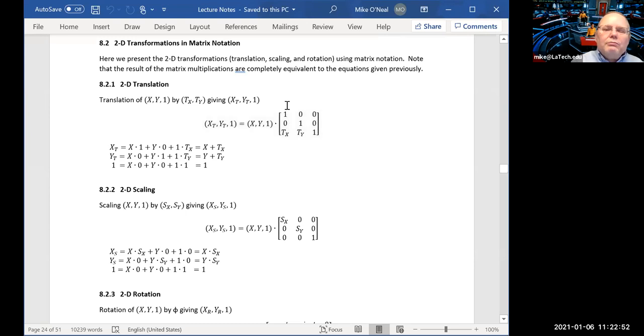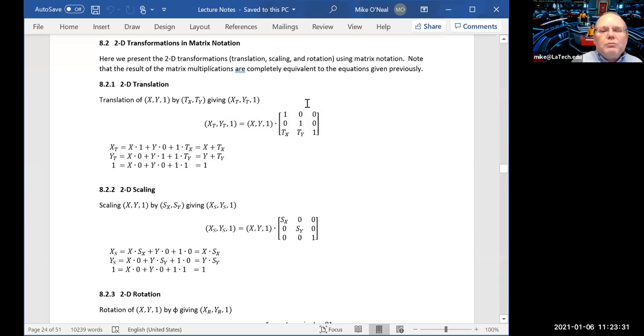So row 1 multiplied by column 1. So X times 1 gives you X, plus Y times 0 gives you 0, so you can ignore it, plus 1 times TX gives you TX. So you end up with X times 1, Y times 0, plus 1 times T of X, the translation factor in X, and that simplifies to X plus T of X, X plus the translation factor in X. So that's where this first equation comes from.